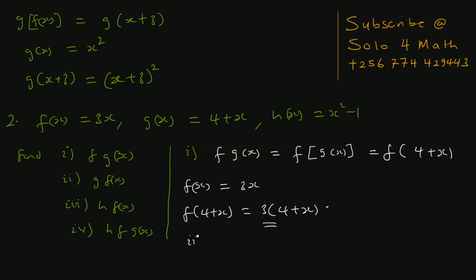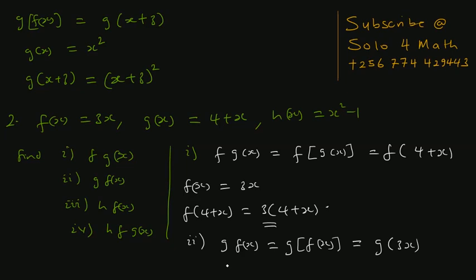Okay, Roman numeral 2, g of f(x). We are saying this is the same as g of f(x), like we are substituting a function f(x) into a function g(x). So meaning we want to find g of what is f(x). f(x) is 3x. So remind yourself what is g(x), because you want to substitute in g(x).